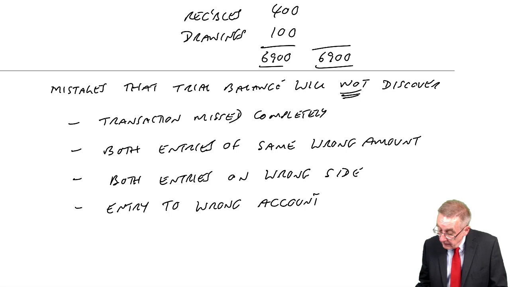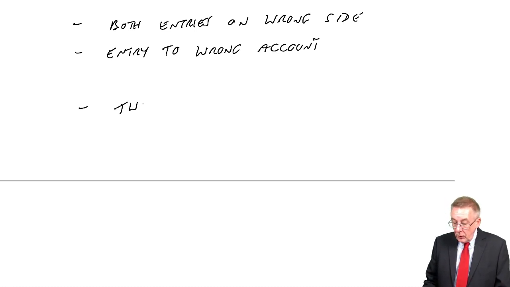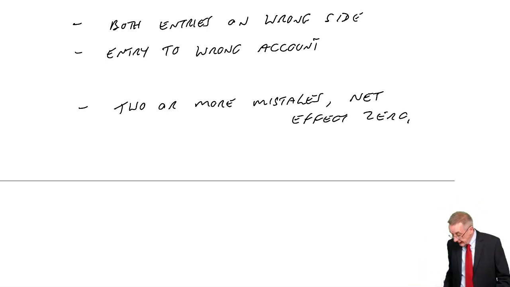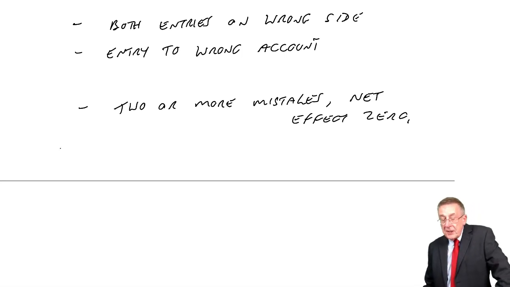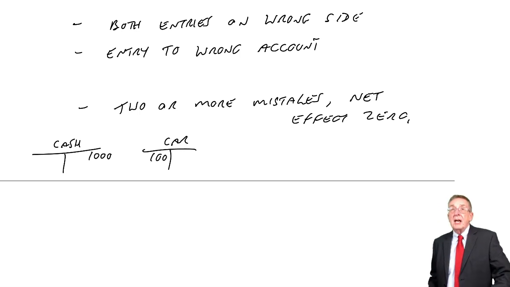All right, just one more for a special reason, which may seem a bit odd. Two or more mistakes where the net effect is zero. The last one, and then I'll leave this lecture. What I mean there, the car was 1,000. So suppose we went credit cash 1,000, which was correct. And by mistake, we only debited the car 100.